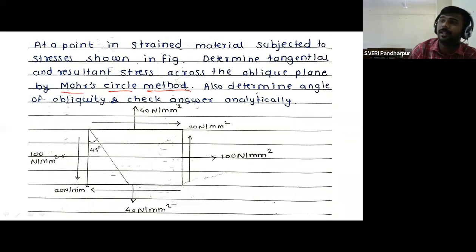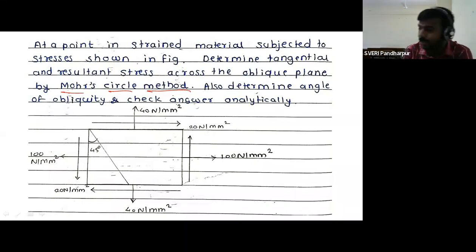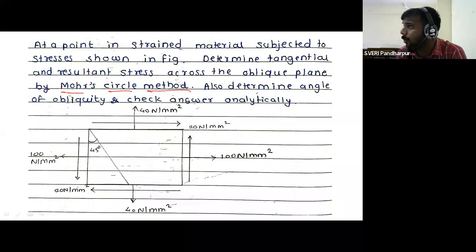Also determine the angle of obliquity, that means phi, and check your answers analytically. So you have to verify your answers analytically, means you have to solve this numerical using the analytical method also.